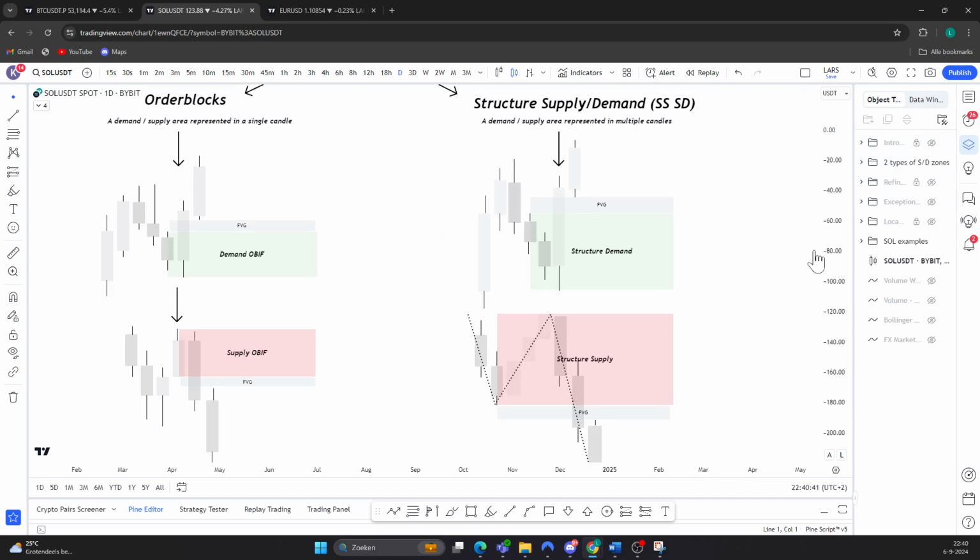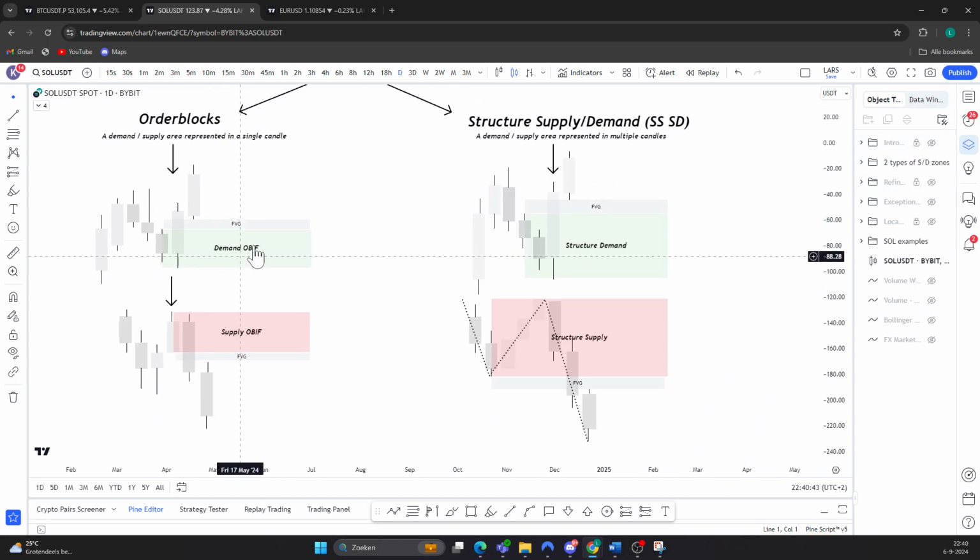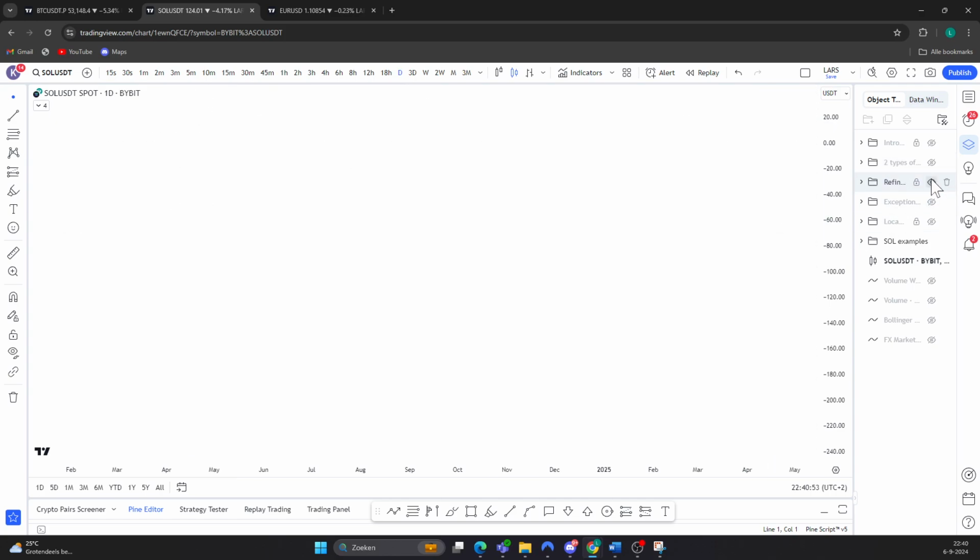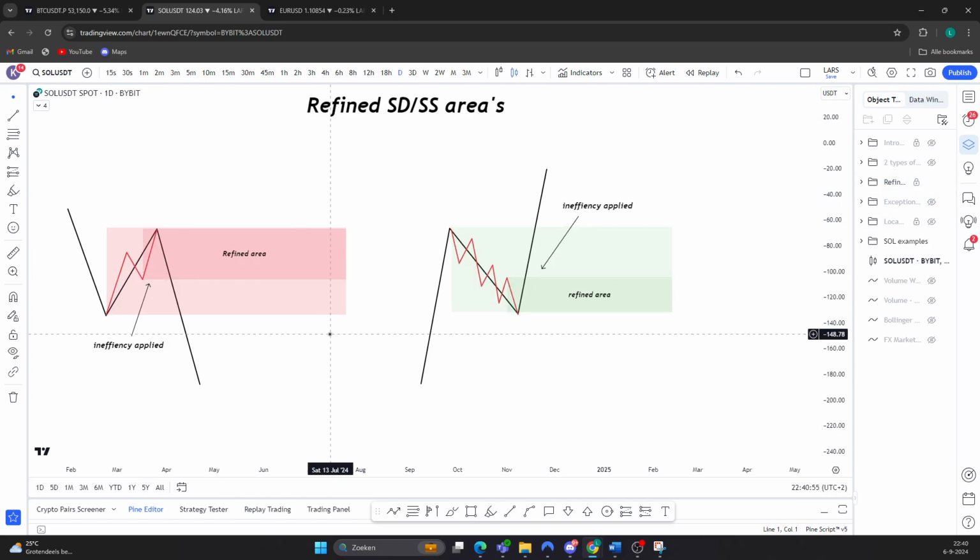We had an order block, which has to have an inefficiency. That's why it's called OBIF. And we have structure supply and structure demand, which are just multiple candles, and an order block is one. We have refined zones using overlapping structure. But we just have to watch where price comes, because we watch for confirmations either way. If that's in the bigger range or in the refined area, that doesn't matter.